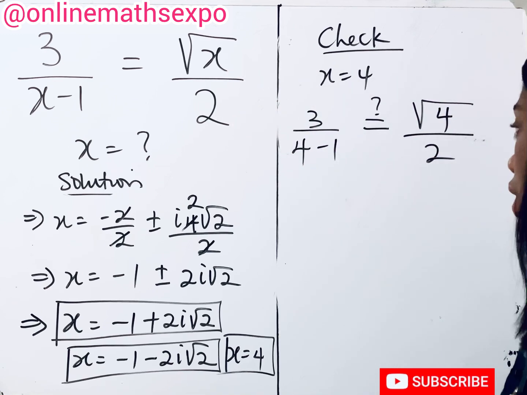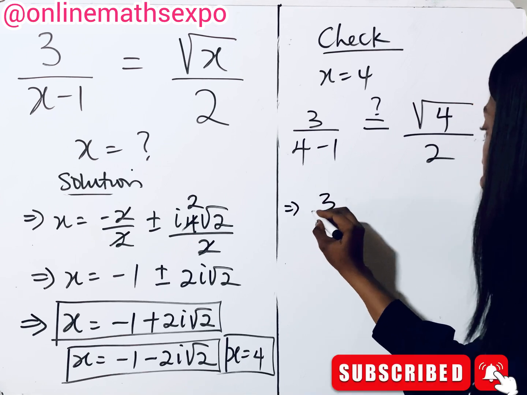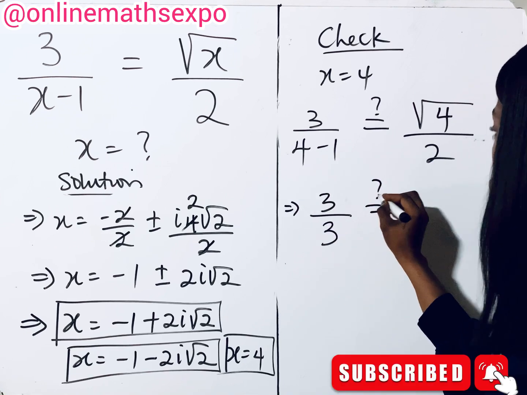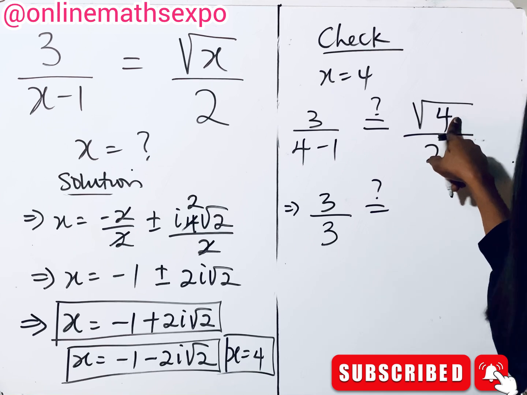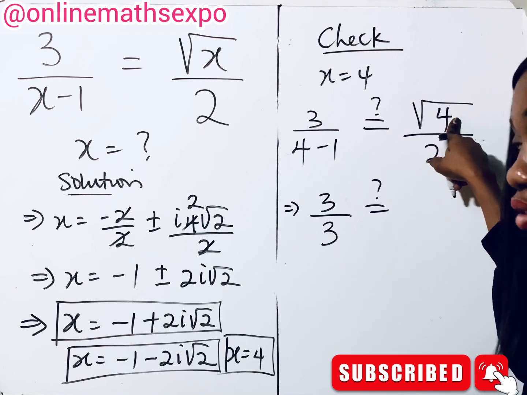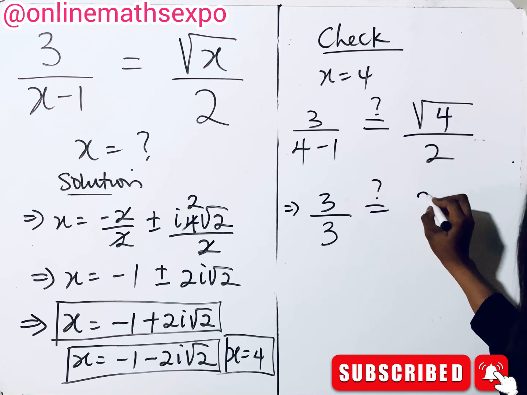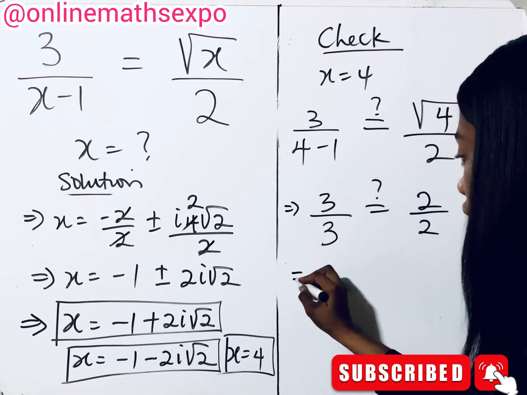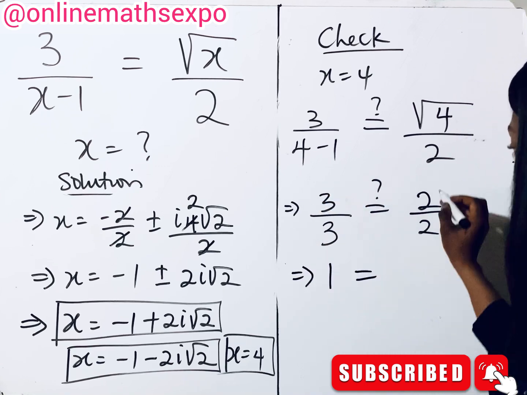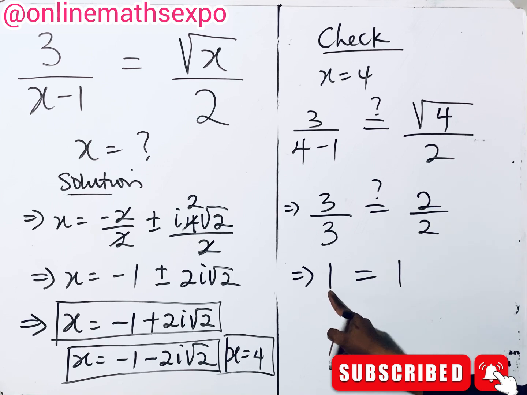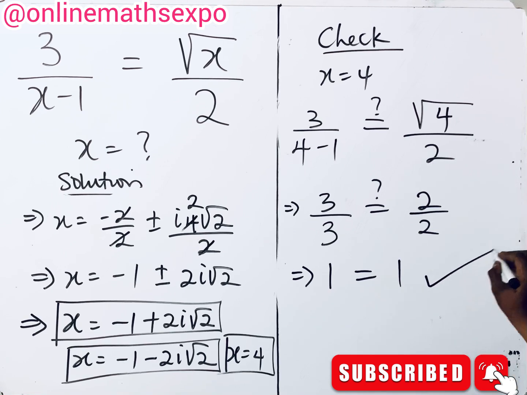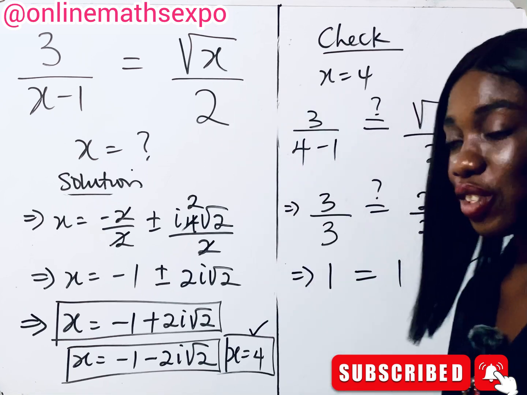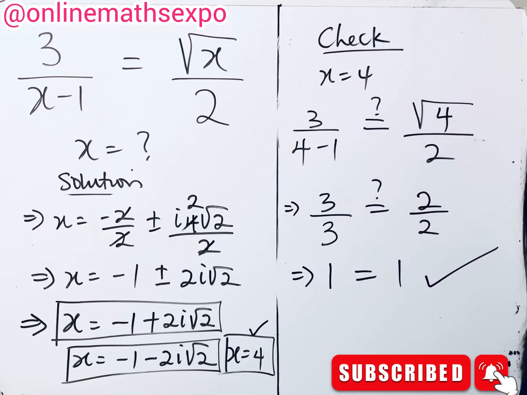So let's simplify. This gives us 3 to the power of 4 minus 1, which gives us 3. Is it equal to the square root of 4? Which number will you multiply by itself to give you 4? The same number. You have 2 to the power of 2. Did you see that? When you divide this, it gives you 1. And 1, if you divide this, is also 1. So 1 is equal to 1. What it means is that x being 4 is true for this solution, and that is the only one we can check.